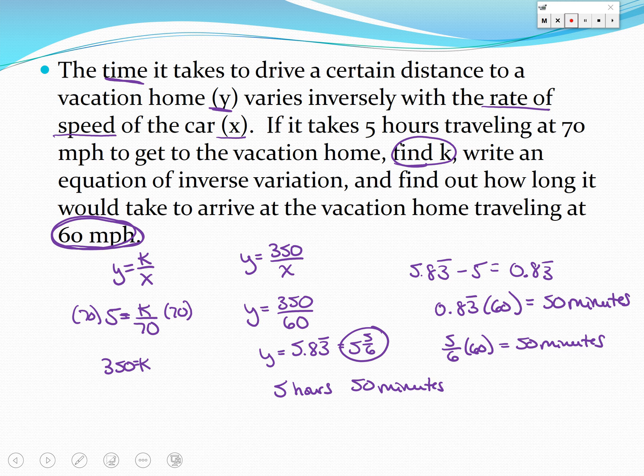Again, 5.83 repeating hours is not very meaningful to me if I'm asking somebody how long it's going to take to get somewhere. I want to know hours and minutes. Or if you want to change the whole thing to minutes, I would be okay with that. I just don't want a decimal part of an hour. That's not very helpful.